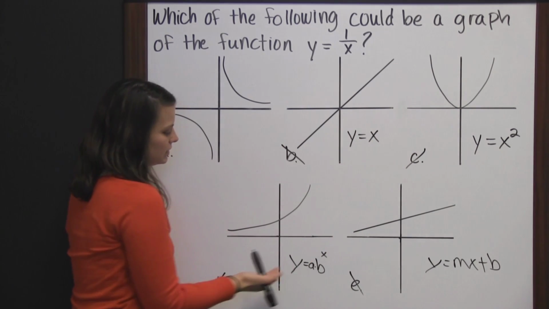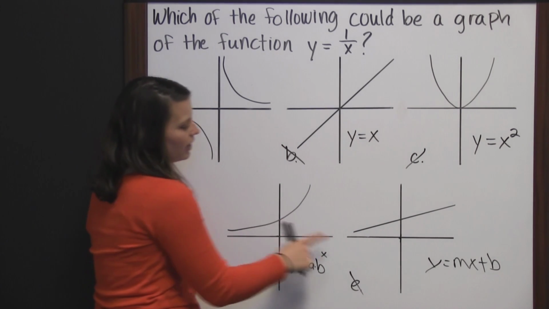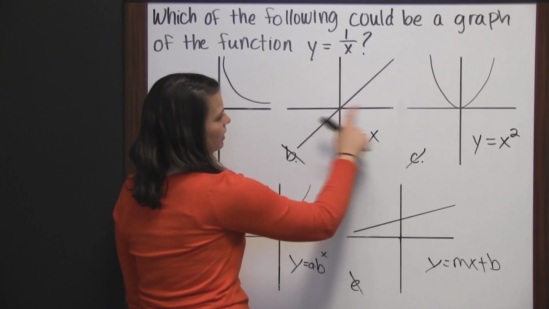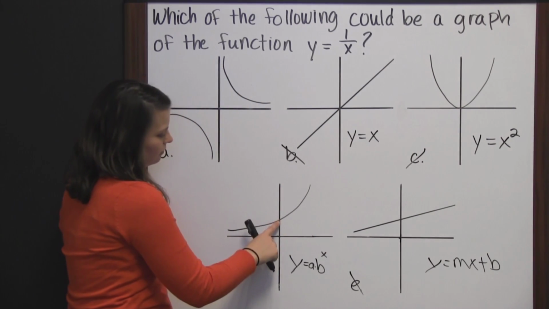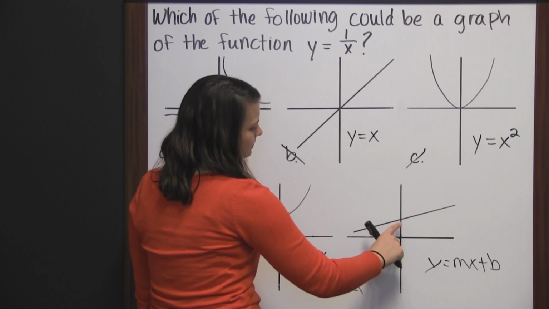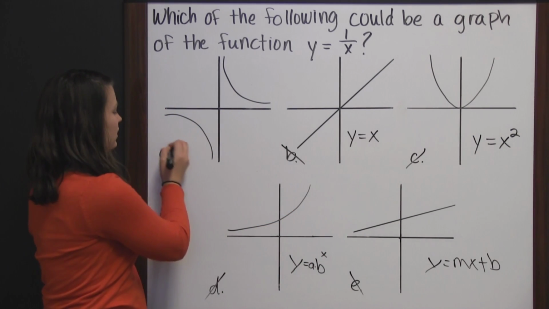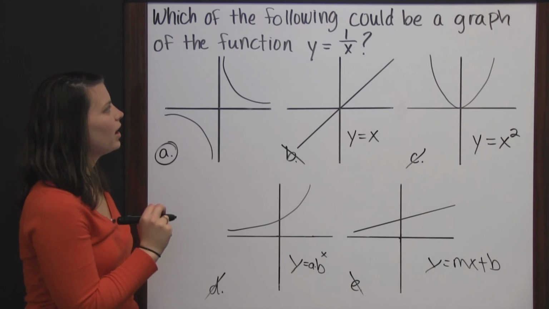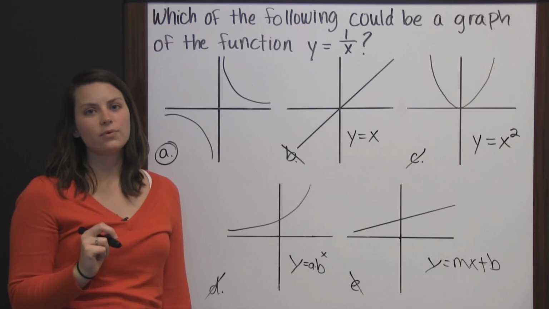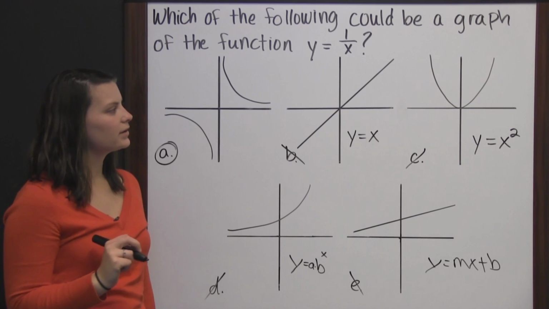However, in all of these other graphs, we do have an x value of 0. There it is, right there. Right there, our x value of 0. And so that's another way to tell that A is the solution. A is the graph of the function y equals 1 divided by x.